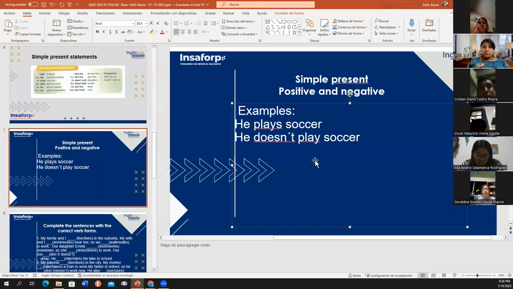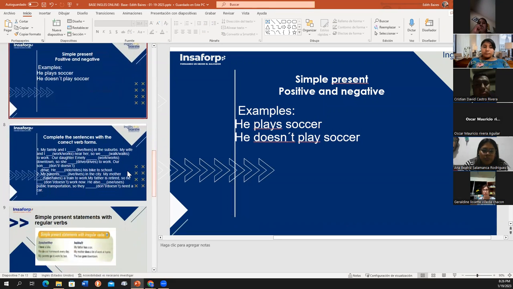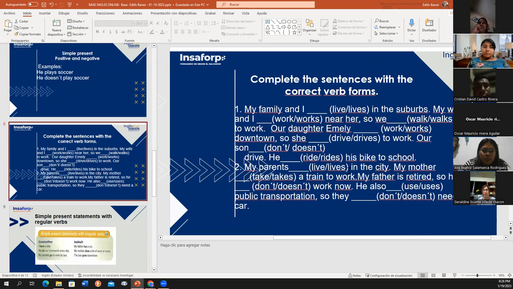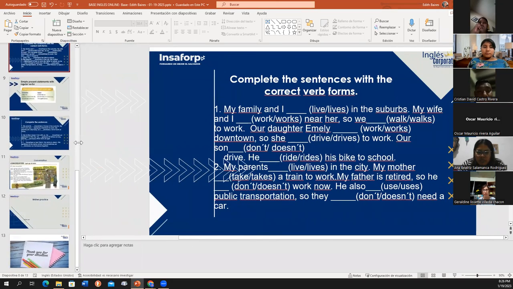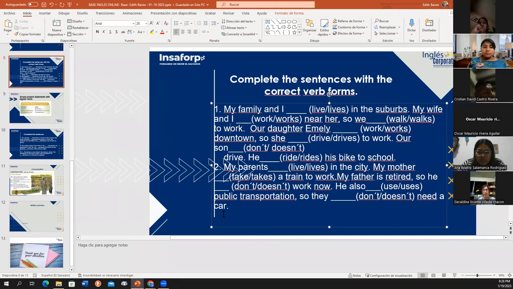Someone else wants to provide me an example? Someone else who has an example? ¿Alguien más tiene un ejemplo? No? Okay, well, that means that you are okay so far. We're going to complete these sentences that we have here.